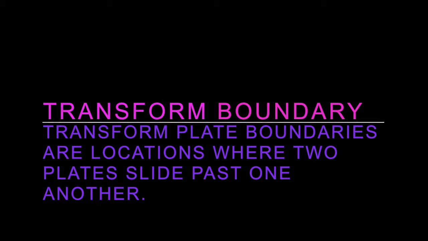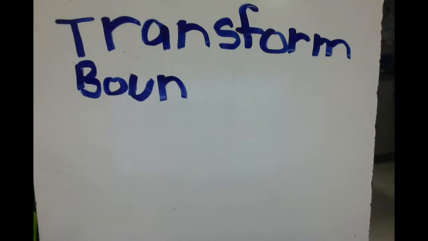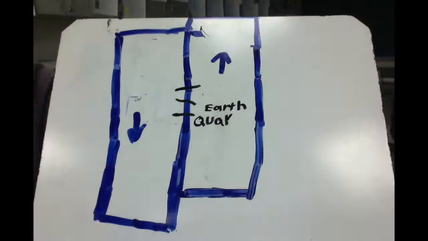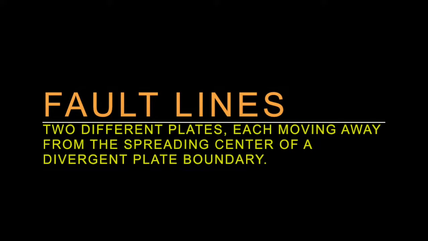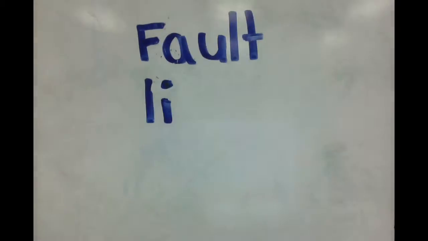The fracture zone that forms a transform plate boundary is known as the transform fault. A fault line is a line on a rock surface or the ground that traces a geological fault.